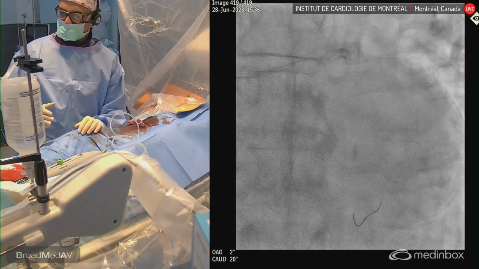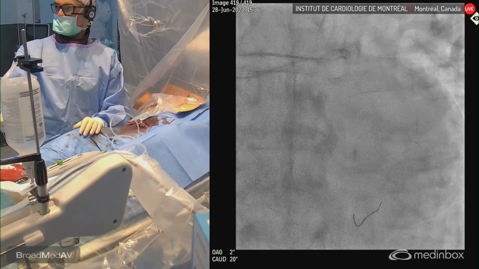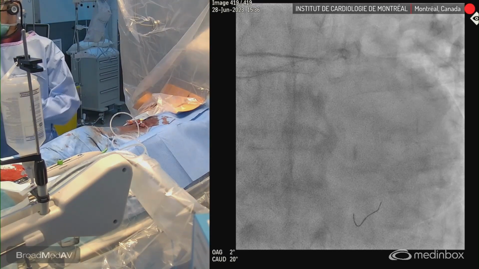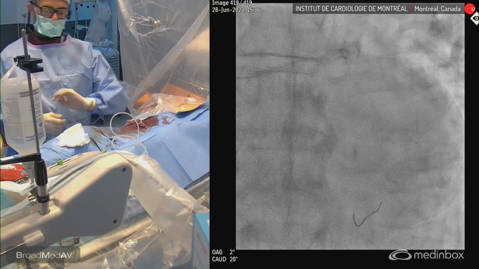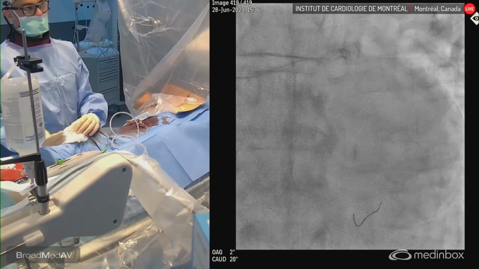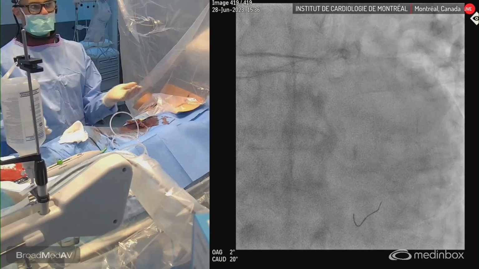It is a topic of controversy whether you use antegrade or retrograde polishing. I think for very severe lesions, retrograde is potentially better and easier. So you want to get it distal to the lesion, then you polish all the way back. In this case, we did the antegrade polishing, and the patient was very stable.